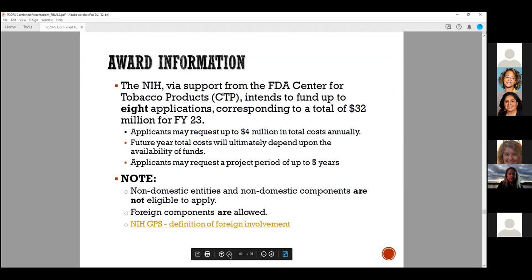The general award information includes NIDA being willing to support up to 8 applications for a total of $32 million for FY23. Applicants may request up to $4 million in total costs annually. Future year total costs will depend upon availability of funds, as is the case with all grants and cooperative agreements. Applicants can request a project period of up to 5 years. And as Mary just mentioned, non-domestic entities are not to apply, but you can have a foreign component to a domestic parent. Next slide, please.